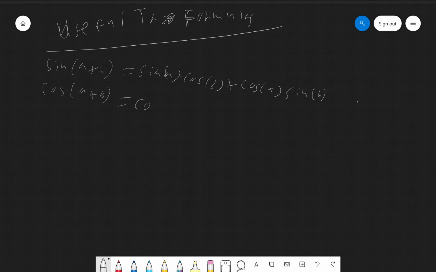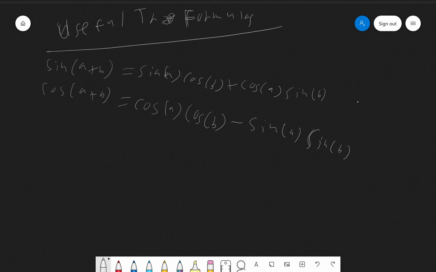With cosine of A plus B, it's a little different. This is cosine of A times cosine of B minus sine of A times sine of B. Notice that this is plus and this is minus, but on the sine formula you have plus and plus.